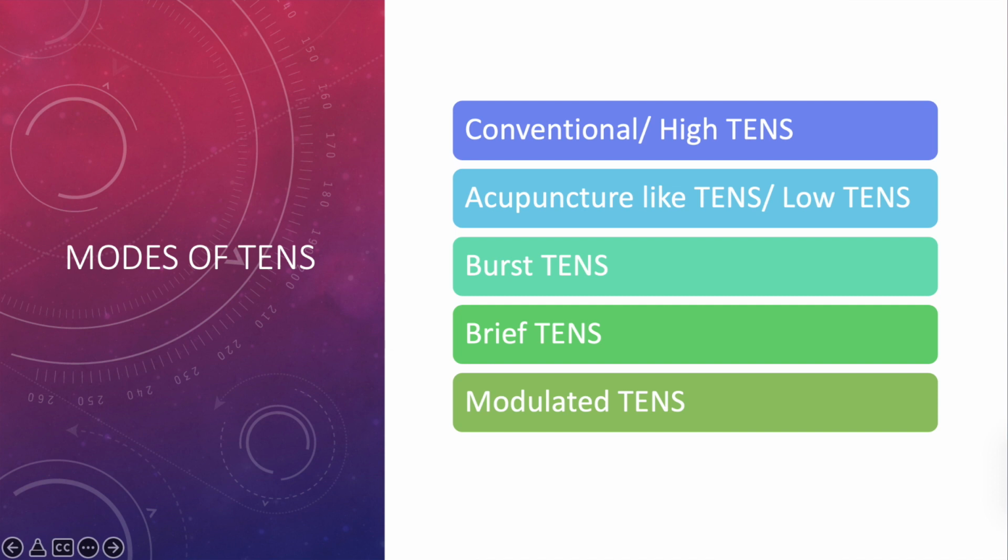First one is, any guess? Yes, conventional TENS or high TENS. Second one is low TENS or acupuncture-like TENS. Third one is burst TENS. Fourth one is brief TENS, and fifth one is modulated TENS. So the different modes of application of TENS are: the high TENS or conventional TENS, the low TENS or acupuncture TENS, the brief TENS, the burst TENS, and the modulated TENS. Let's see what each of these modes is.